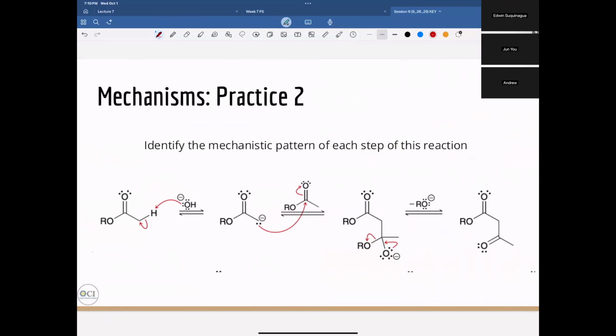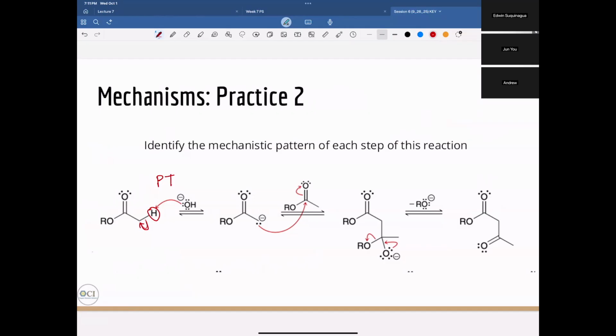Let's do a second one. Jeske will probably ask it this way instead, where he'll give you a multi-step reaction mechanism and then make you identify each step. So let's do this together. We see that this hydroxide molecule is using its electrons to attack a hydrogen. And then this hydrogen is leaving this molecule here. So since the hydrogen is transferring from one molecule to another molecule, what would that be? Yep, proton transfer.